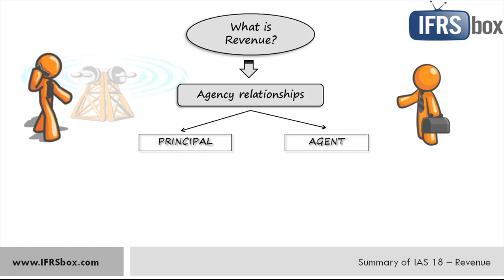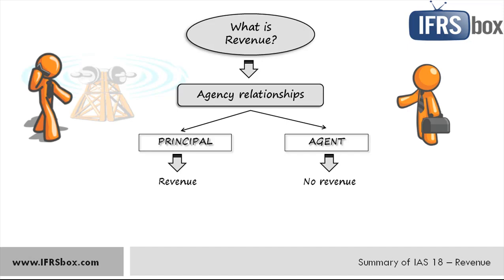Agency relationships are very common in the telecom industry, and often it's not clear whether there is or is not an agency relationship. In agency relationships, the principal recognizes the revenue and the agent does not. Instead, the agent recognizes just revenue from commission earned. IAS 18 gives us guidance to determine the existence of an agency relationship.